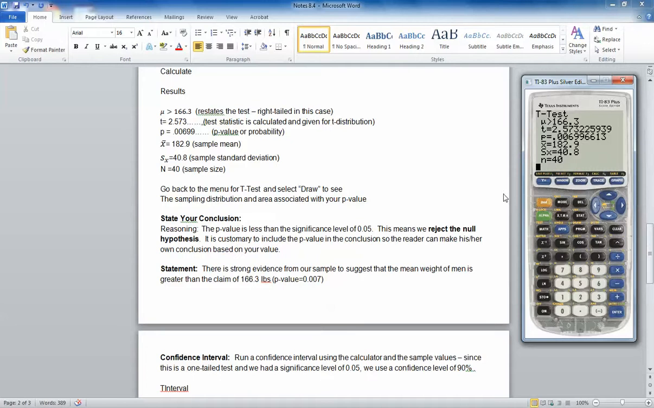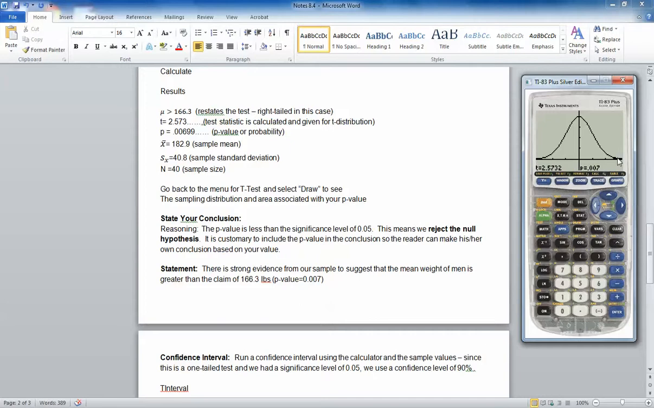Okay, then I'm going to go back to the menu for t-test and draw a picture of what we just did. There's our t-test. So when you go down to the very bottom, select draw. So here's what our curve looks like. It means that if the mean really was right here at 166.3, our sample landed 2.5732 as a t-score, that many standard deviations from the mean. And the probability of getting a sample that large, if the mean really was 166.3, is 0.007. It's less than 1%.